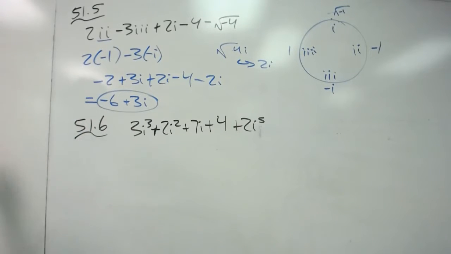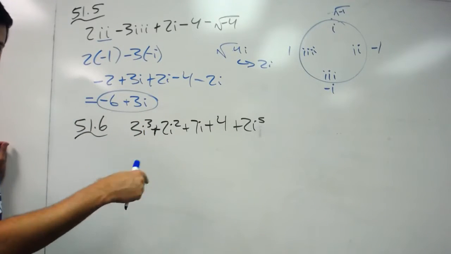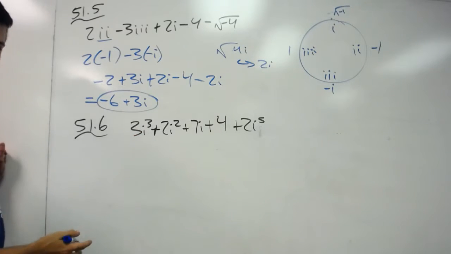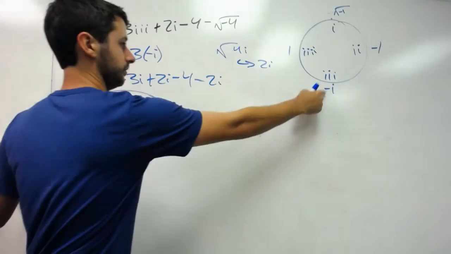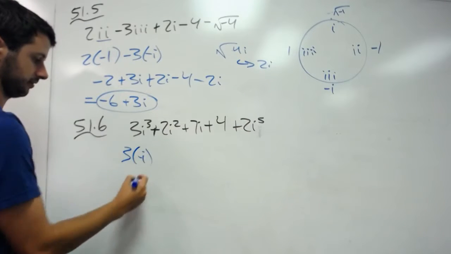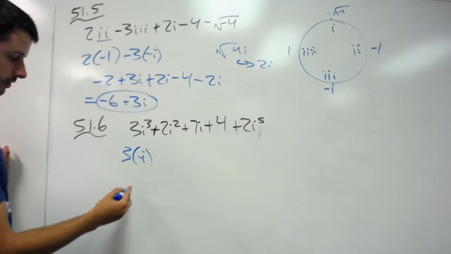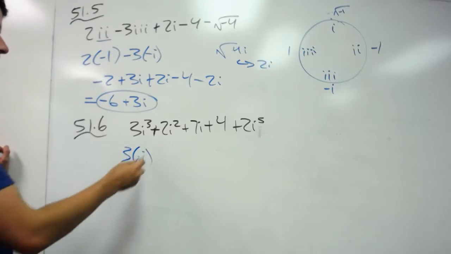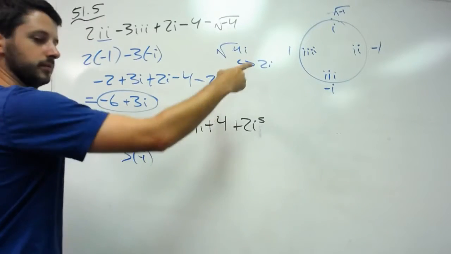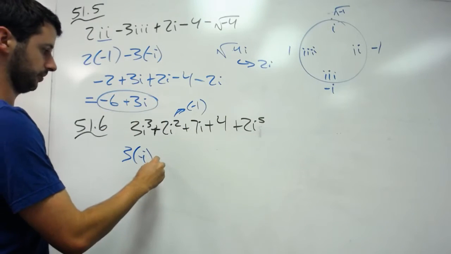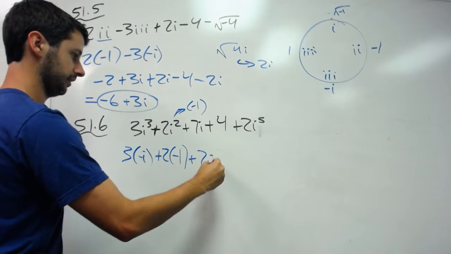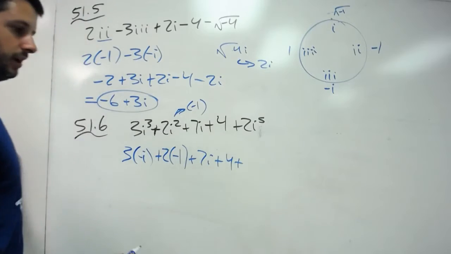51.6, same one. Now it just writes it instead of i, it's saying i cubed. And this is probably going to be most like how you see it. So 3i cubed is negative i, so 3 times negative i, and you'll be able to get to the point where you just write negative 3i, but plus 2i squared, okay, i squared is negative 1, so plus 2 times negative 1, plus 7i, plus 4. Okay, then we have plus 2i to the fifth.